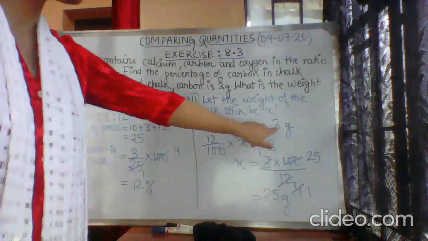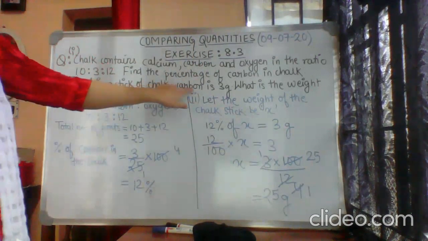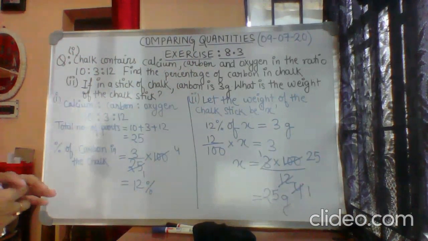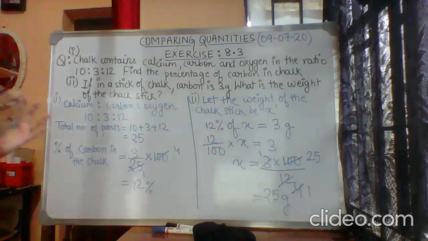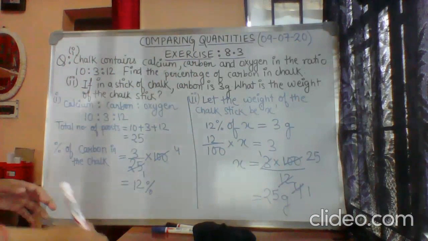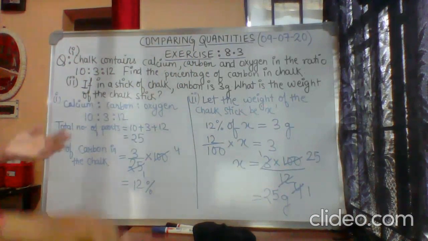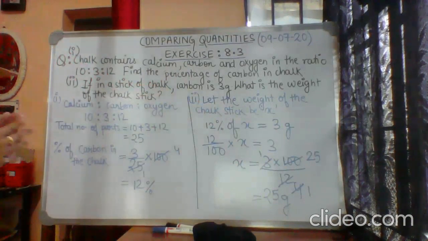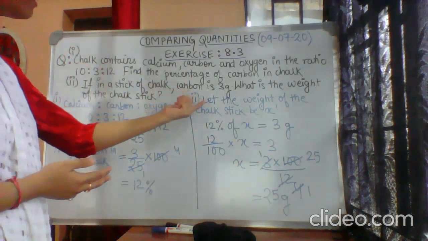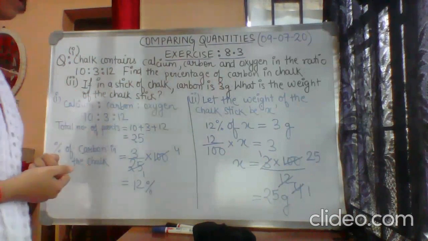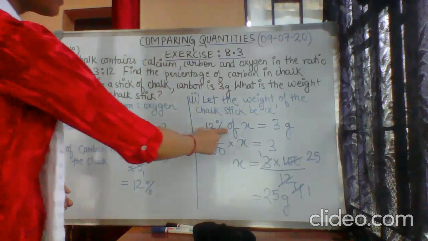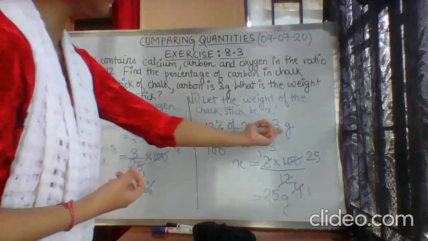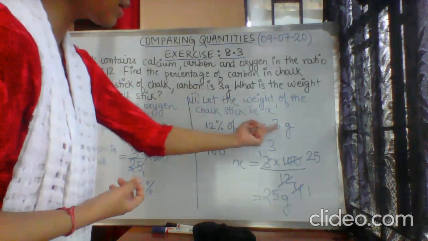So the weight of the chalk is 25 gram, out of which 3 gram is the weight of the carbon. Now is it clear? Once again I am repeating how to find the total weight of the chalk. First of all, we have to let the total weight of the chalk be x. Now we know the percentage of carbon. Also we know the amount of carbon. So 12% of x will be the amount of carbon, and that amount of carbon is already given in the question, that is 3 gram.